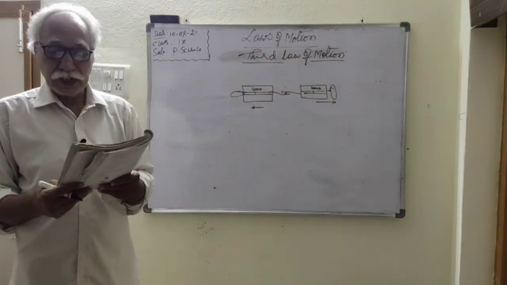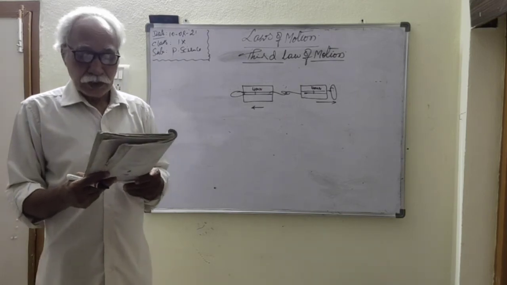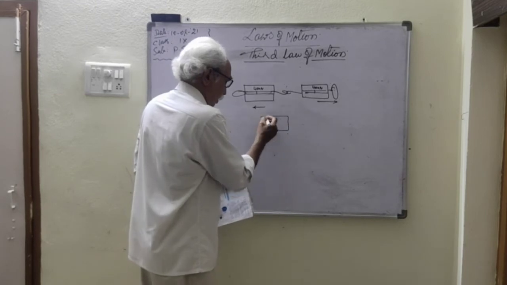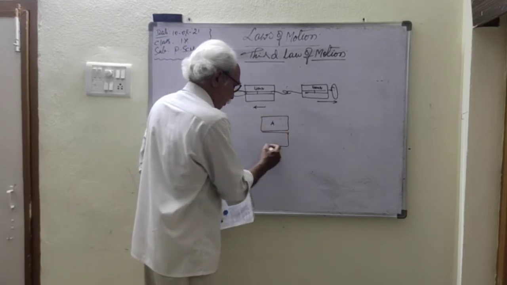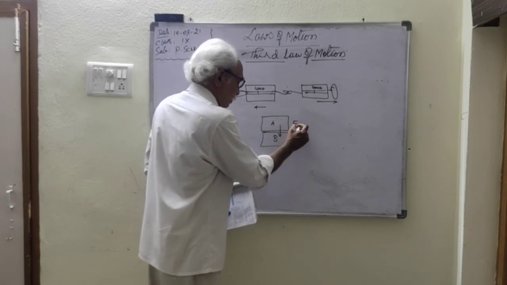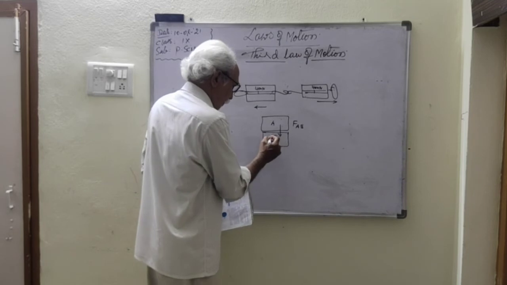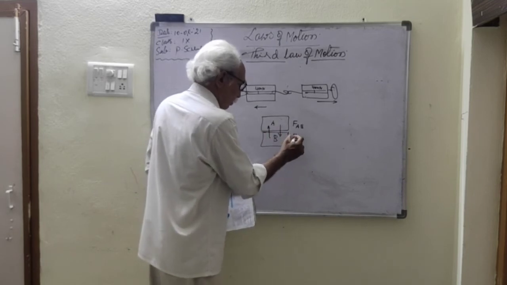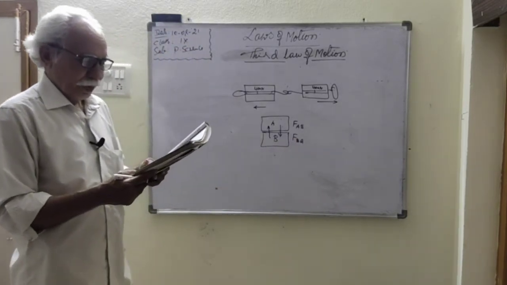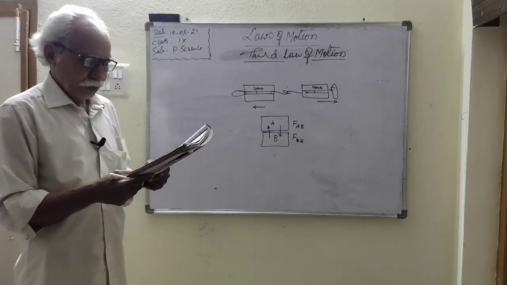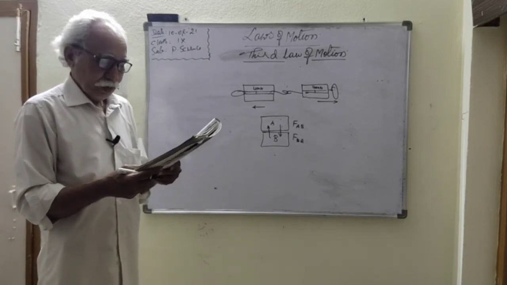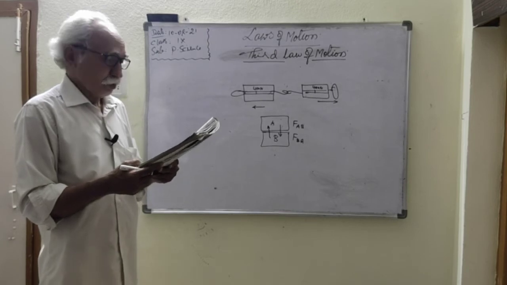So if two objects interact, suppose here is body A, here is body B. If body A applies force on B, it is called force AB. The force applied by B on A is called force BA. So the force exerted by object A on object B is equal in magnitude and opposite in direction.